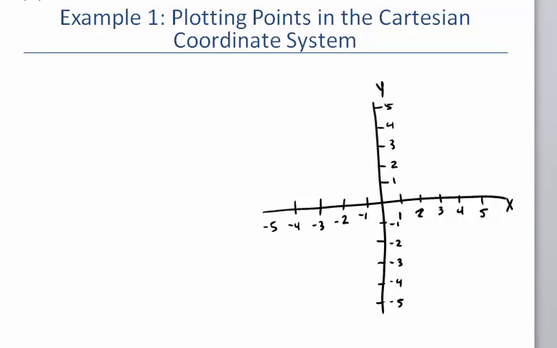Part E asked us to plot the point (-6, -6). I'm going to extend my axes just a little bit in both directions. We want to find the -6 on the x-axis and the -6 on the y-axis, and intersect those two, which produces a point in the third quadrant.